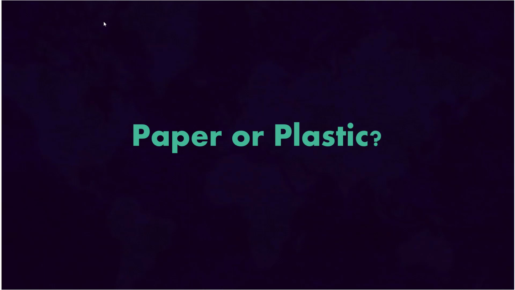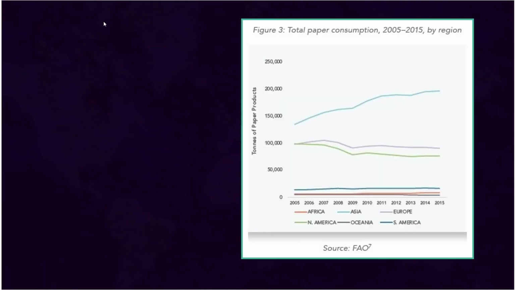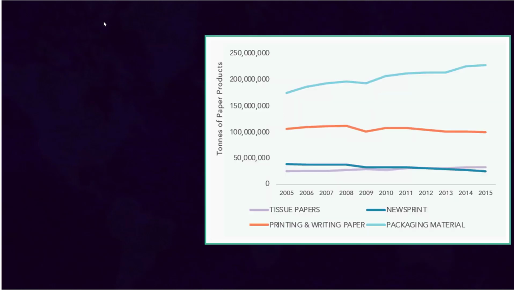The beginning of the conversation starts with this idea of paper or plastic. If you look at the data table that's listed here, it looks at total paper consumption by region, and this shouldn't surprise us from the values that we have seen with population increases. The Asian continent is actually increasing in paper consumption, and if you look at the use of paper being used, you can see that packaging material is actually on the increase, where the rest of it is either going down or staying pretty steady.